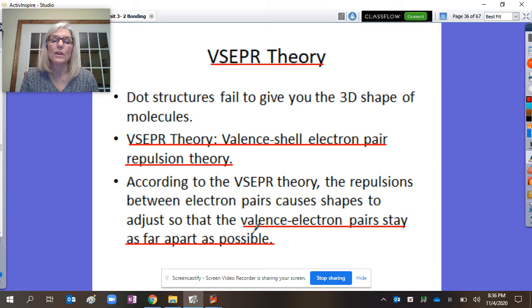According to this theory, the repulsions between the electron pairs cause the shapes to adjust so that their valence electron pairs stay as far apart as possible. So when you're drawing your dot structures, you are not giving that 3D shape. Yours is a flat shape, 2D. But it's actually a 3D shape.